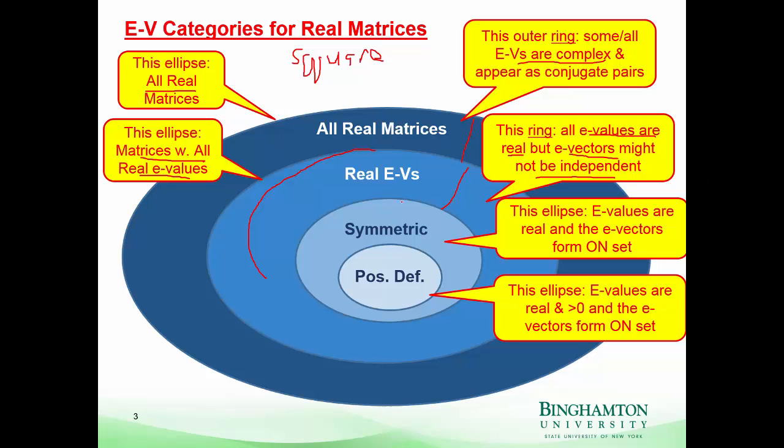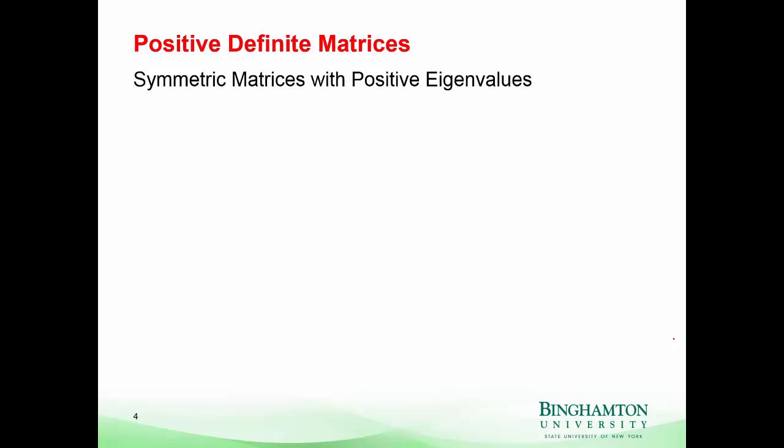Then we go into the next ellipse, which holds symmetric matrices, so eigenvalues are real and the eigenvectors form an orthonormal set. So that's everything, and then inside there, the positive definite is inside there. So they are definitely symmetric matrices. They have both of these characteristics, but they are such that the eigenvalues are strictly greater than 0. So none of them could be negative, none of them can be equal to 0. So positive definite matrices are nothing more than symmetric matrices with positive eigenvalues.